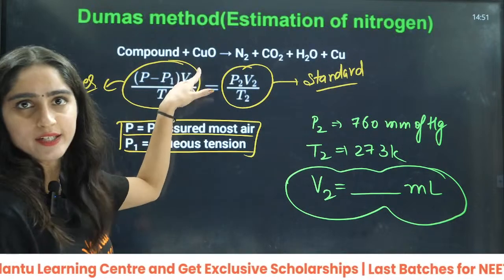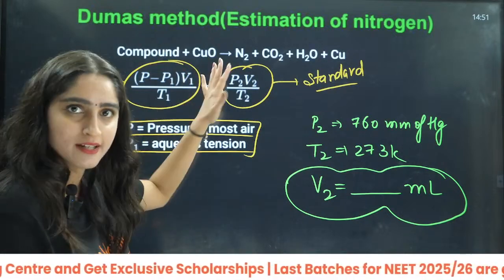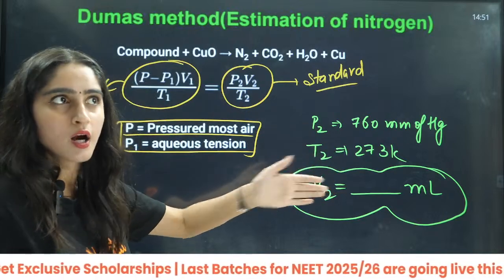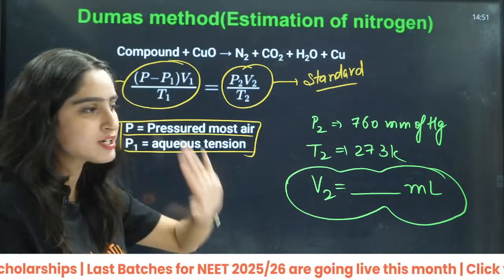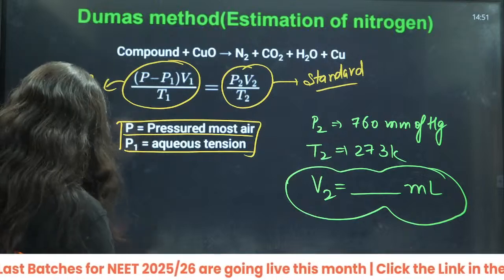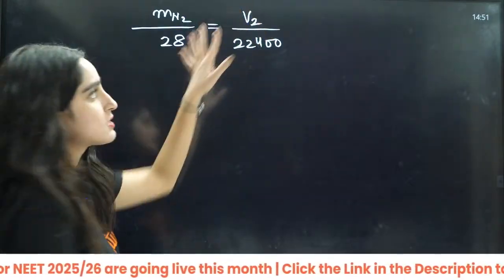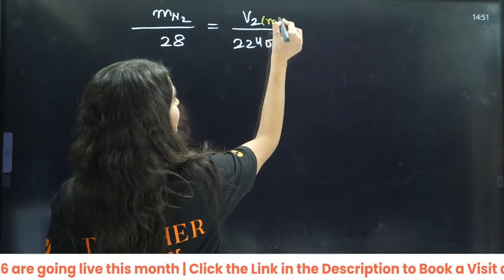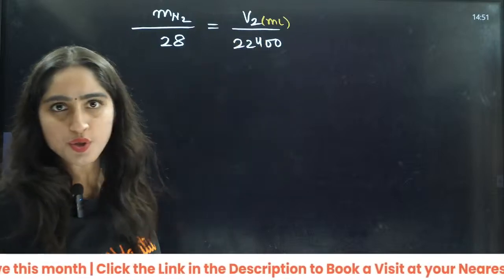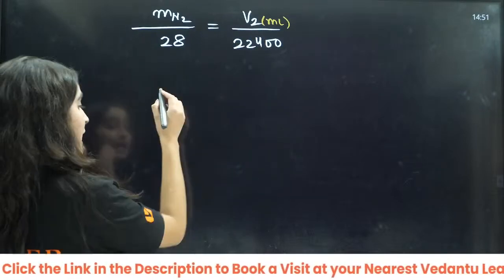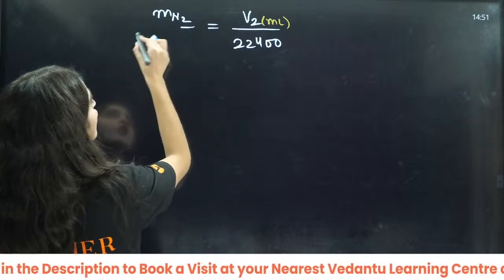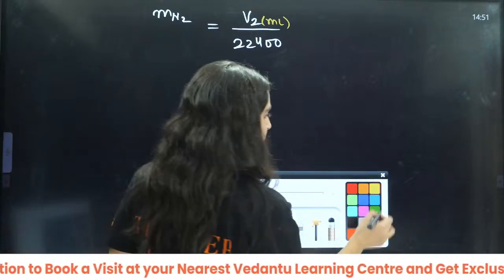Convert this into milliliters as well. If they give you this V1 in liters, convert that into milliliters. Don't create a mess out of it. Just fix one unit here, right? After that, you fill that in. This is in milliliters, so you will put 22400. Okay? Now, M2 will become the mass, multiplied by 28.